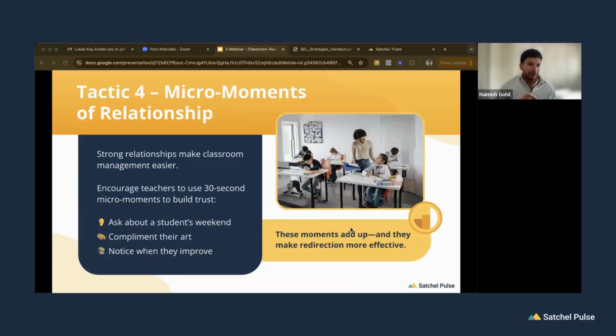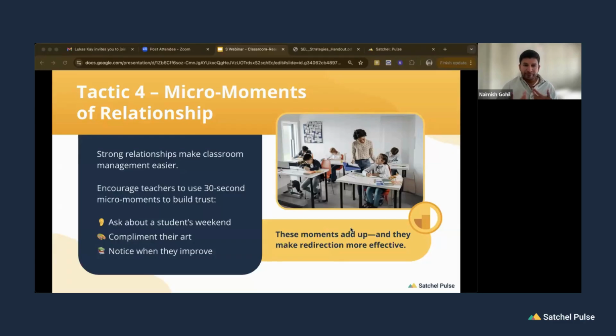Tactic four, I've called it here micro moments of relationships. There's probably a better name than that in hindsight, but it really comes down to how do you make time to build strong relationships in the classroom with your students? And if you understand the students better, you have more empathy towards them, you understand their needs more effectively, then classroom management does become easier.